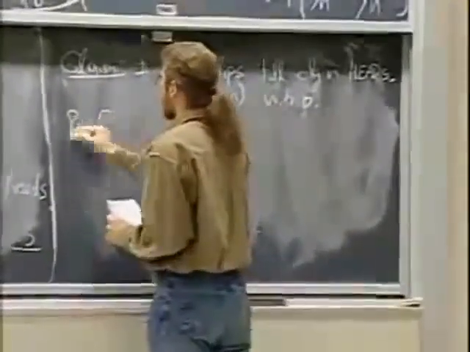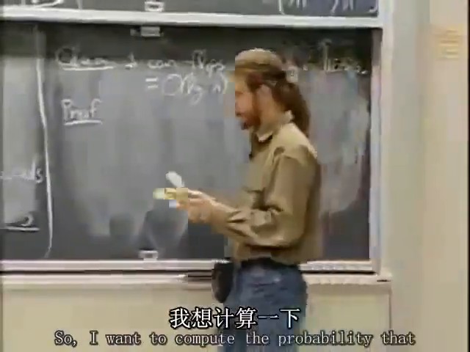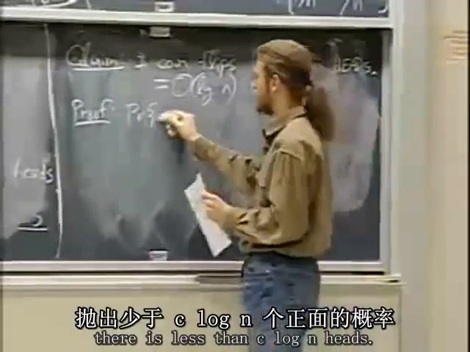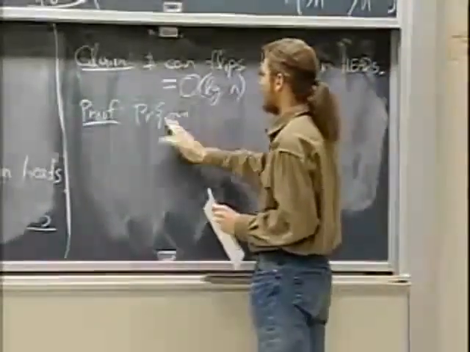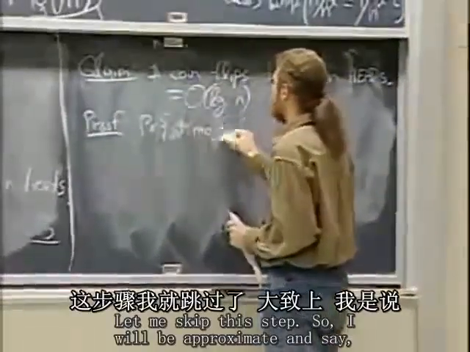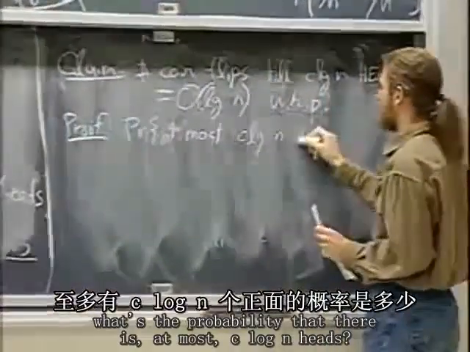So I want to compute the error probability here. So I want to compute the probability that there's less than C log n heads. Let me skip a step. So I'll be approximate and say, what's the probability that there's at most C log n heads?